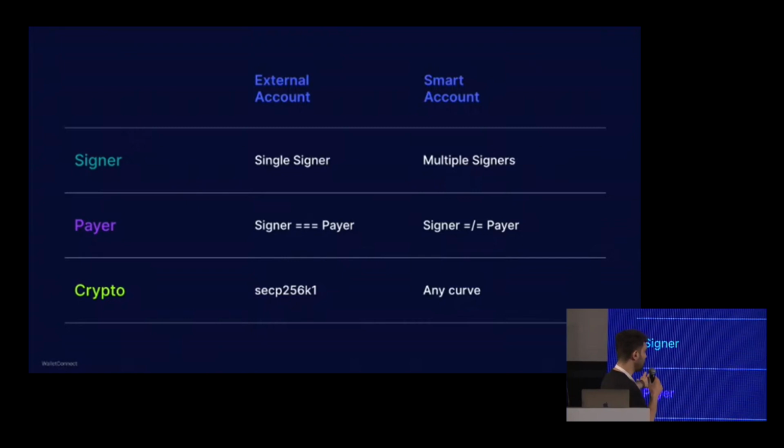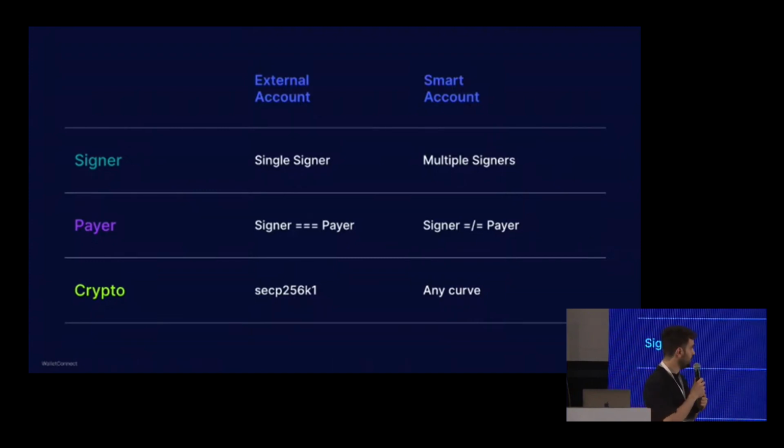And the same thing happens for the payer, right? So when you send a transaction, you have to pay some fees or gas in Ethereum, and that signer is also the payer and will always be the payer, right? There's no way that the external account will have a different payer. And we have to use the same cryptography as the blockchain. So for Ethereum, we use secp256k1. Therefore, the signer, which is the single signer, has to be the single payer and must use the same cryptography as the blockchain.